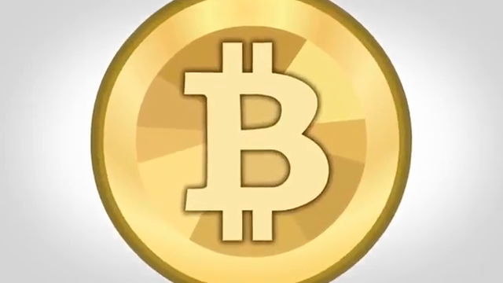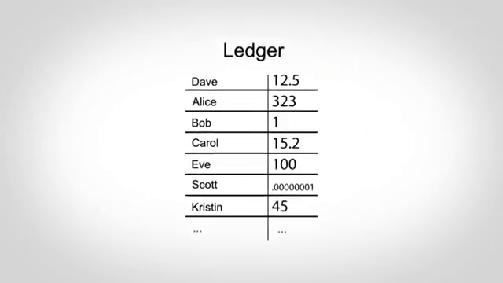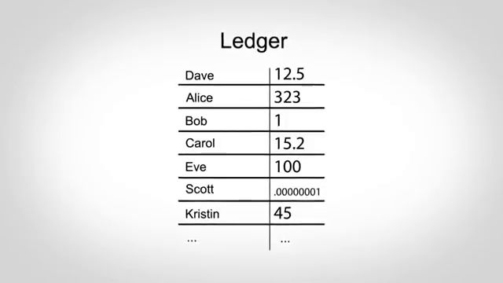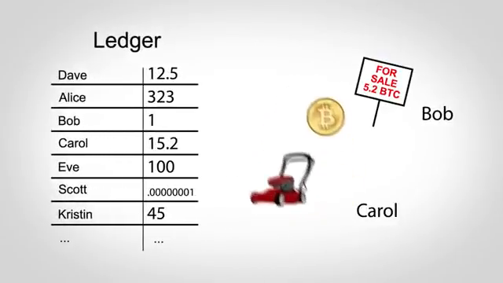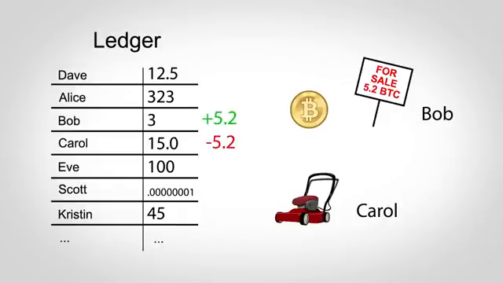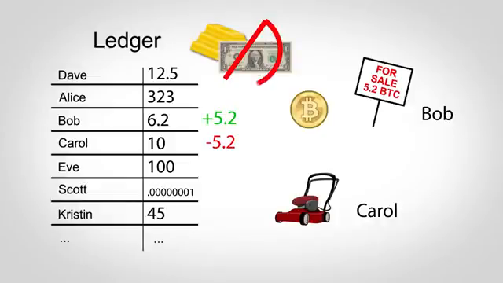At a very basic level, Bitcoin is just a digital file or ledger that contains names and balances, and people exchange money by changing this file. When Bob sells Carol a lawnmower for 5.2 Bitcoins, Bob's balance goes up by 5.2 and Carol's down by 5.2. There's no gold or government-issued money backing these numbers.